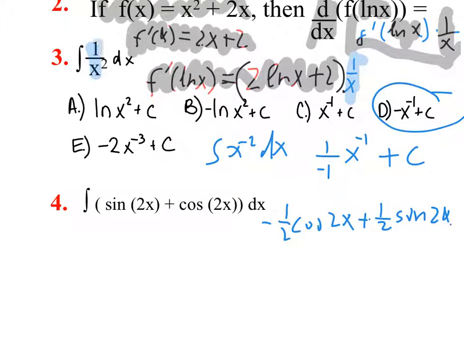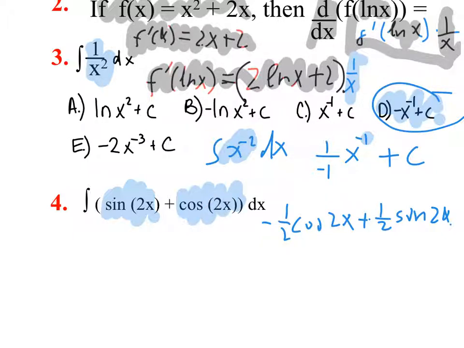Alright, so I changed 1 over x squared to just x to the negative 2. Added 1, divided by it, so it's 1 over negative 1, and then x to the negative 1 plus c. So the answer would be D. D would be the right answer. And then for the last one, number 4, you have to just do each integral separately.